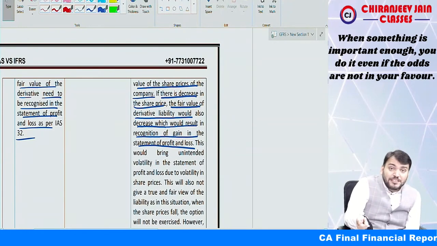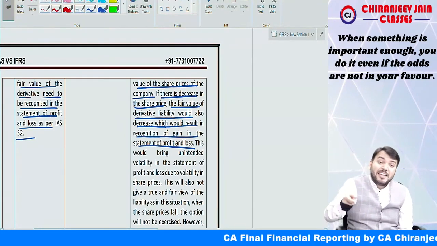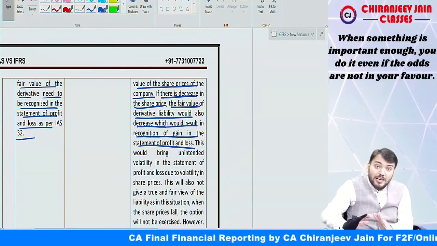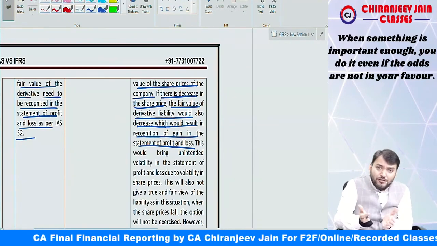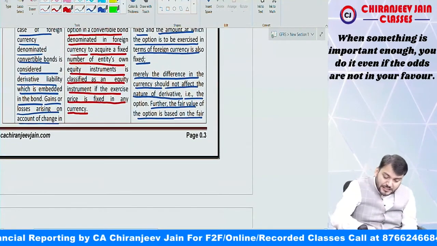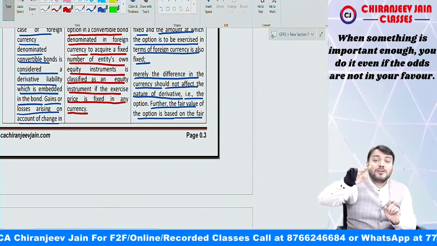Only when the market price of shares is more than the exercise price. If the market price of shares is less than the exercise price, they will not exercise. And if they are not exercising, the question of recognition of gain or loss should not arise in SOPL. What they want to say is that in this case, the fair value of the option is based on the fair value of the share price.